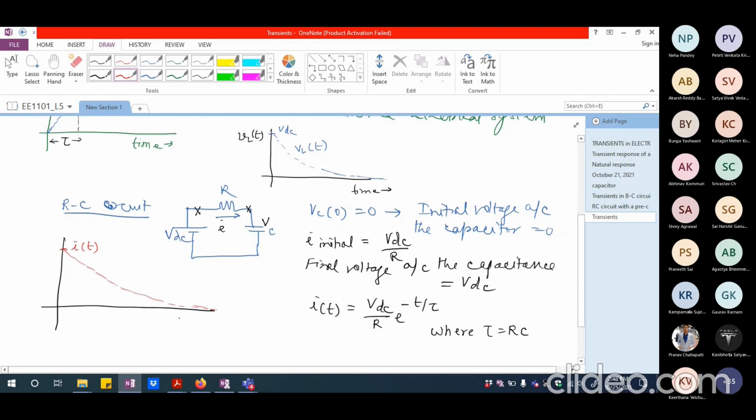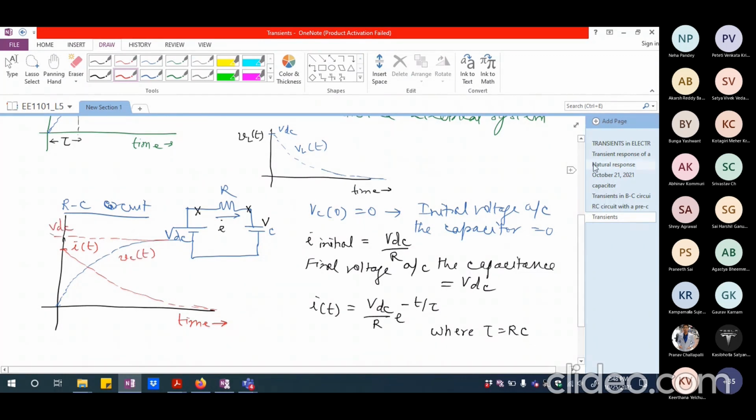Whereas if I try to plot Vc(t), it is going to start from 0 and then increase exponentially, ultimately to reach the final value, which corresponds to VDC. So this is going to be Vc(t). The final value it reaches is VDC.